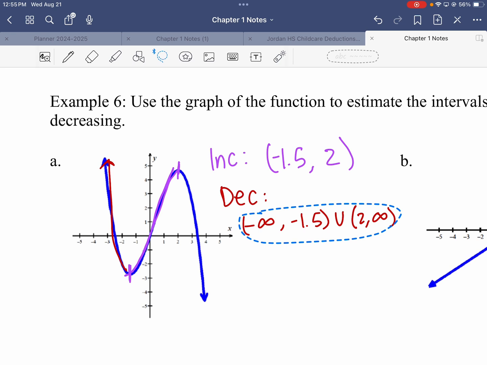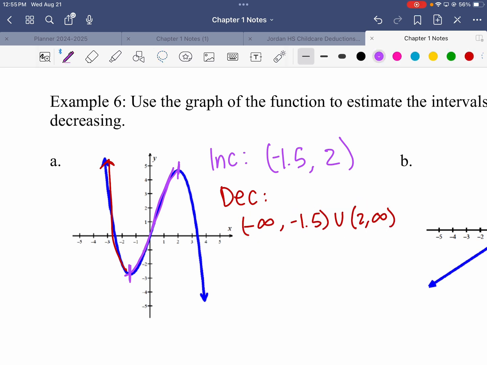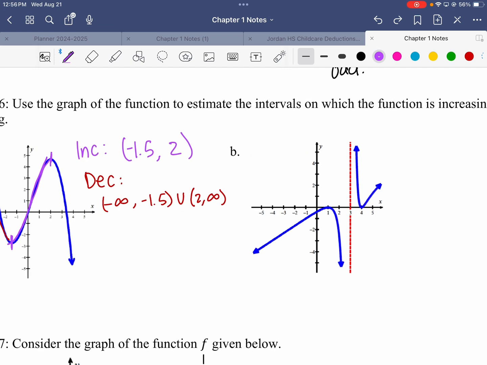Okay, something my freshmen always struggle with decreasing is why are these parentheses if there's not an open circle there? Do you guys know why? It's because at a point, it's neither increasing or decreasing. It just is what it is. It's not changing at a single point, right? At one single point, it's like the picture instead of the video, right? All I can see is the picture. We're only looking at the one point. I hope that helps.